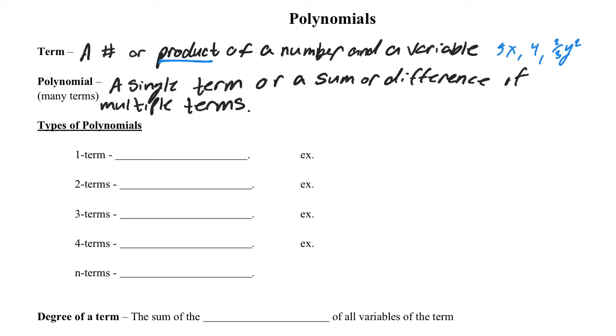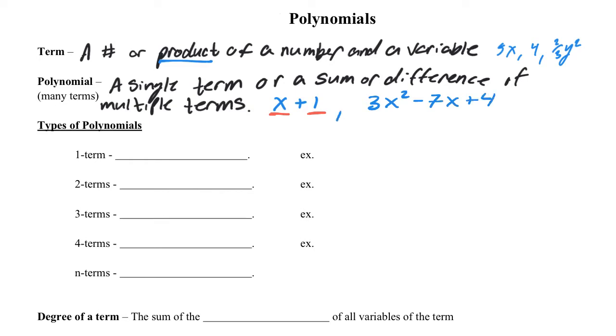A polynomial is a single term or a sum or difference of multiple terms. So this is where we get into starting to link terms together. We've seen a lot of these before, especially if you think of graphing, linear equations, even solving equations. We had some polynomials, something like x plus 1. So we have two terms linked together by addition. 3x squared minus 7x plus 4 would also be a polynomial.